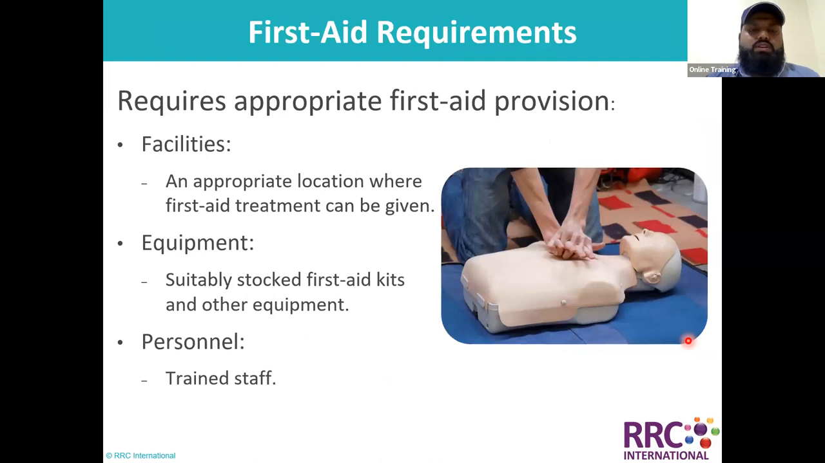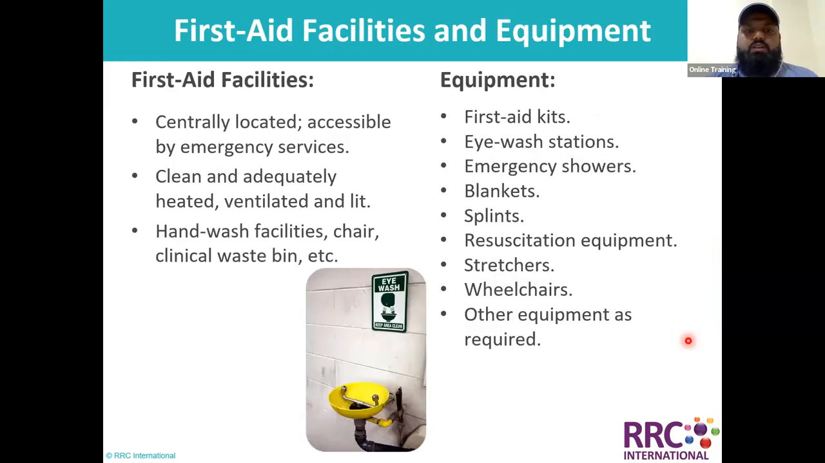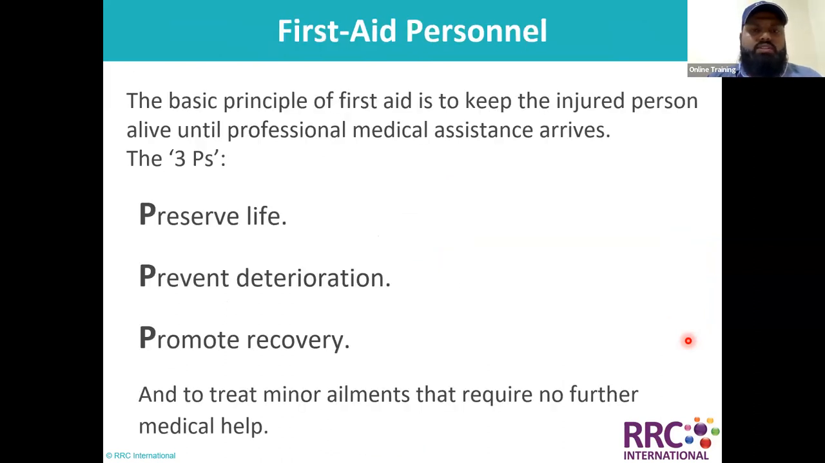Then we move to the first aid requirement, what the requirements of the facilities, equipment, and personnel are, and what the first aid facilities and the equipment look like, what should be included in the facility or the equipment, where we discuss that we can have a checklist based on this wording. You can make your own checklist, and in that checklist, you can include all these points. And then we discuss what the main aims of first aid are. We discuss the three P's or triple P: preserving the life, preventing the deterioration, and promoting the recovery.